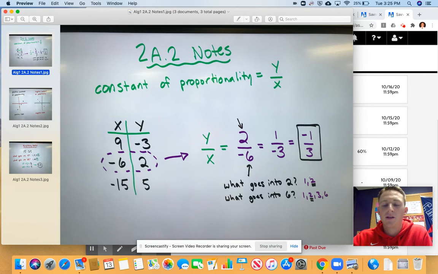So out of all these, what do these lists have in common? What's the biggest number they have in common? 2. So let's factor out a 2. So how many times does 2 go into 2? Well, 2 divided by 2 is 1. So 2 goes into 2 one time. And what's -6 divided by 2? -3. So we've simplified it all the way down, but in math, we like to write the positive on top. So our constant of proportionality is -1 over 3.